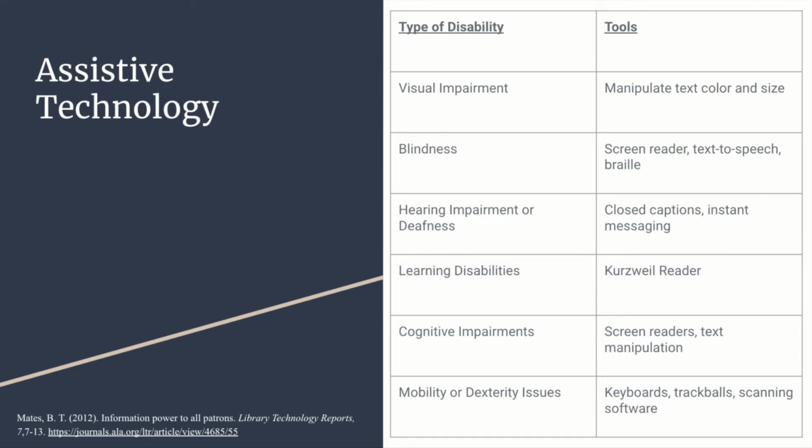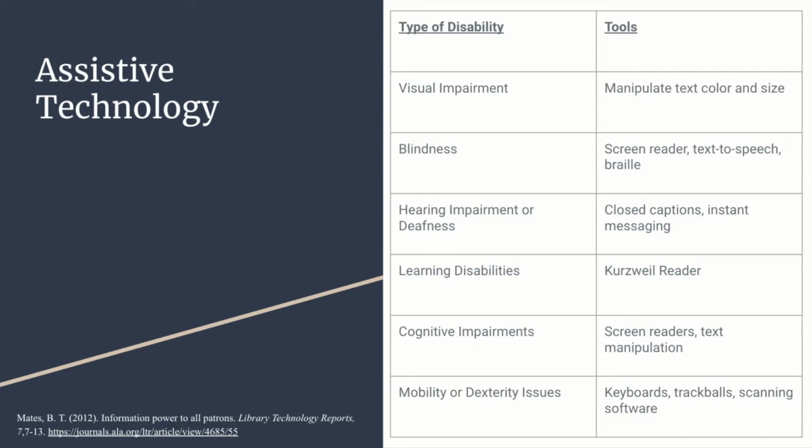Blindness. People in this group generally cannot move around safely without the aid of a cane, guide, or service animal. They would benefit from screen readers, text-to-speech software, and books in Braille. Hearing impairment and deafness. People who have a hearing impairment have difficulty hearing certain frequencies or volumes, and deaf people cannot hear at all. Closed captions and instant messaging are great tools for those with hearing impairments.